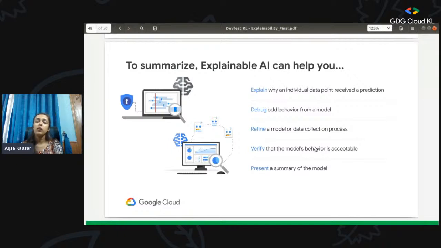You can present a summary of that model to your clients, to people who are not equally technically aware of how the model is performing, to your stakeholders, to building trust with clients, to building trust with doctors in medicine, to building trust even for yourself in the models that you're building, right?